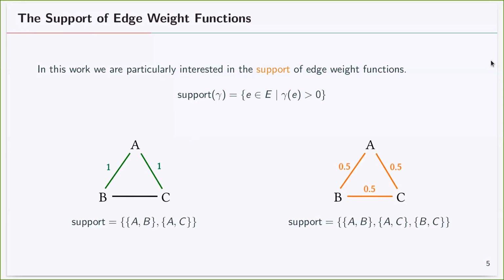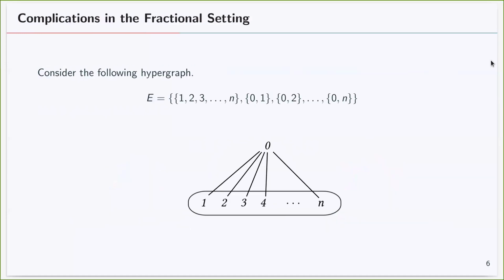If we look back at the basic examples again, in the integral case, only the edges AB and AC are in the support, while the edge BC is not, because it's assigned weight 0. Alternatively, in the fractional case, all the edges are in the support. This already foreshadows the problem that we're interested in: the fractional weight can be lower, but this comes at a trade-off that more edges become involved. So the support grows and can become very large in the fractional case.